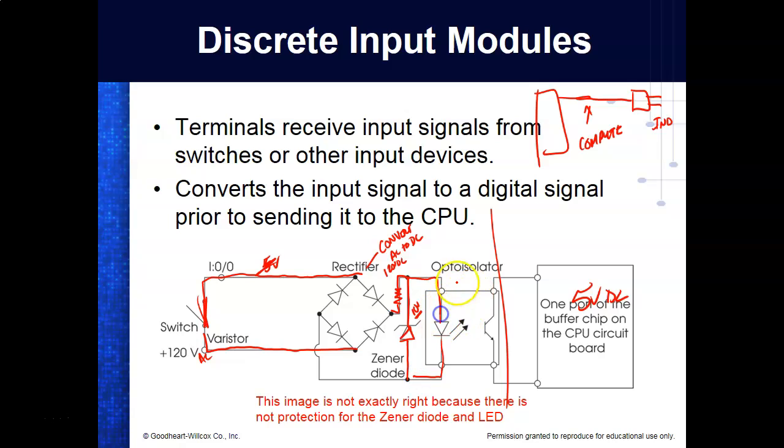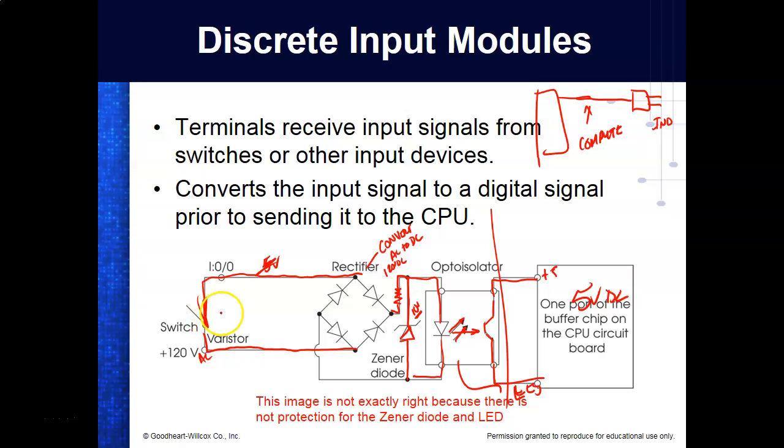This runs through an optical isolator. An optical isolator means we transfer the ones and zeros through light. So my input is not connected to the CPU. My input is connected to a light emitting diode, which y'all have seen. This comes over here and strikes what we call a phototransistor. So over here, this could be plus 5 volts.